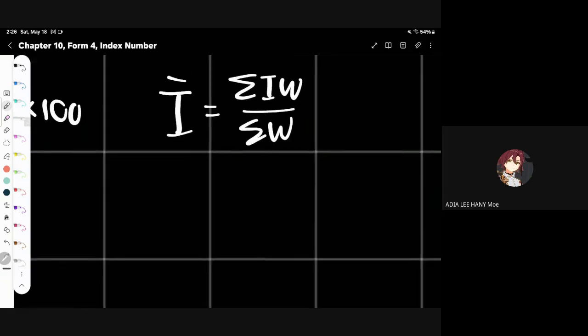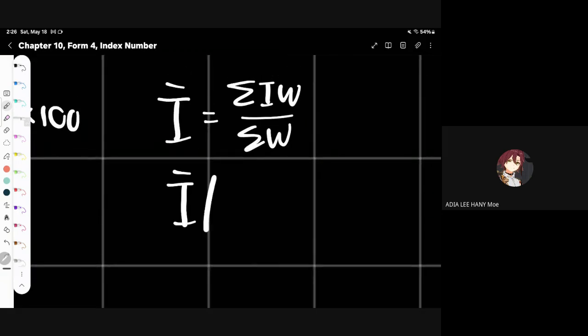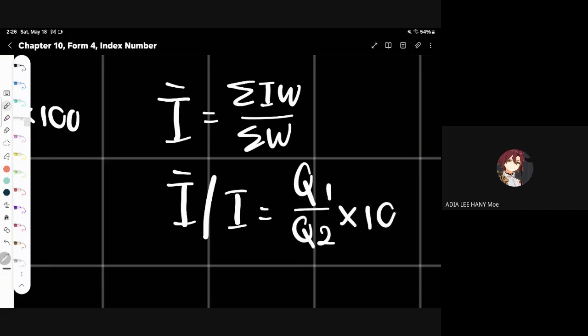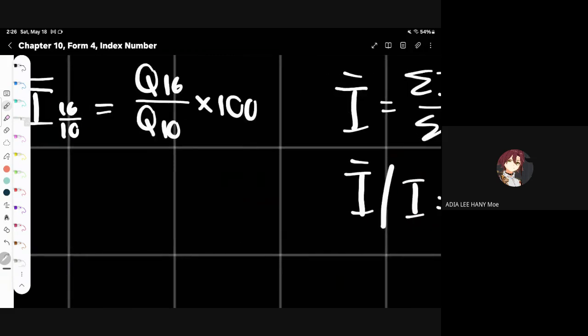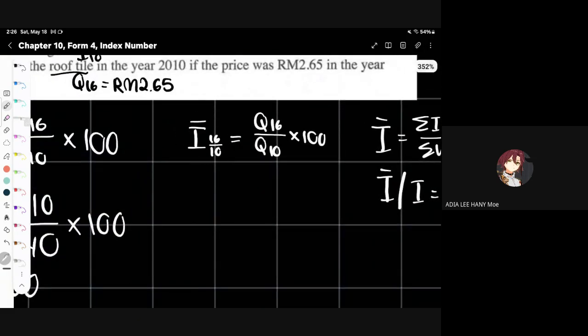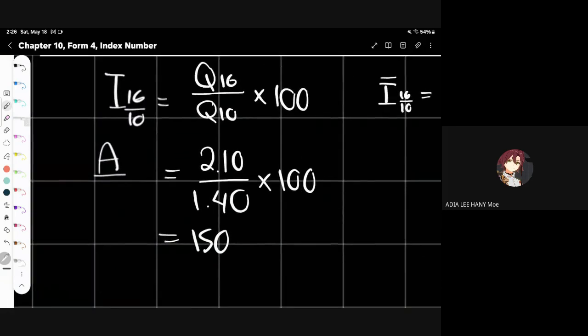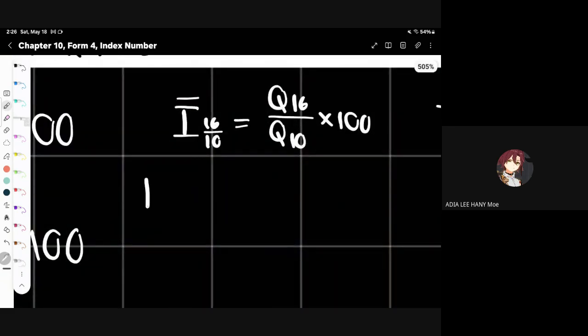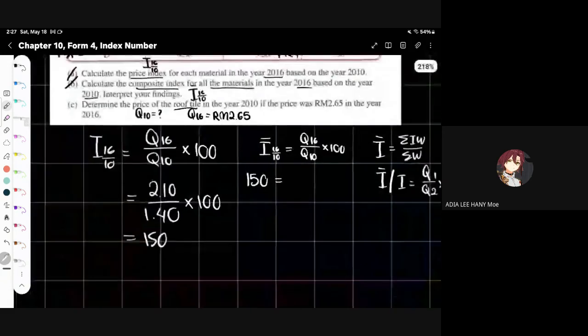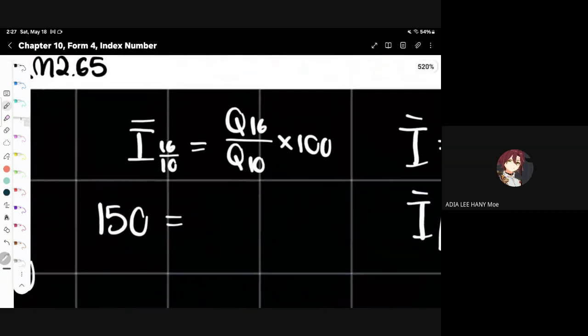There's another formula. The formula is the same as the index formula, equal to Q1 over Q0 times 100. You can use this one. So let's just use this formula. I16/10, do we have it here? Yes, we do. We just calculated it. So let's put this in here: 150 equals Q16, which we know is 2 ringgit 65, and then Q10 we do not know, times 100.